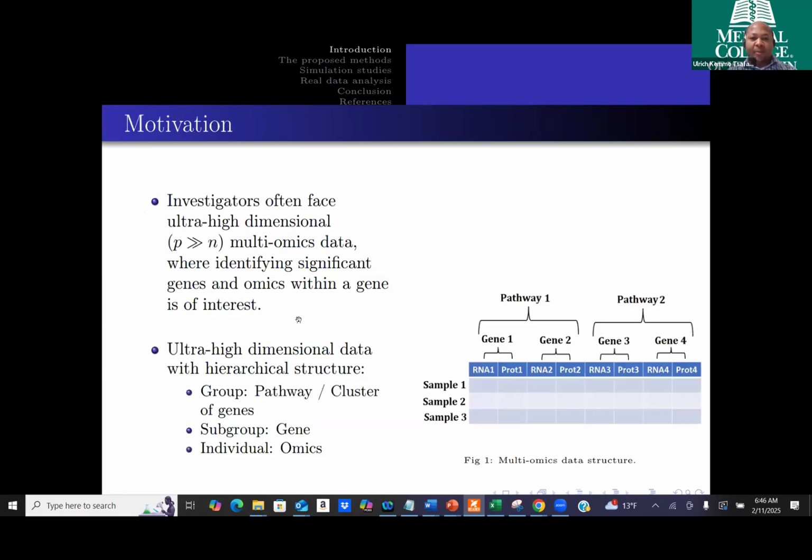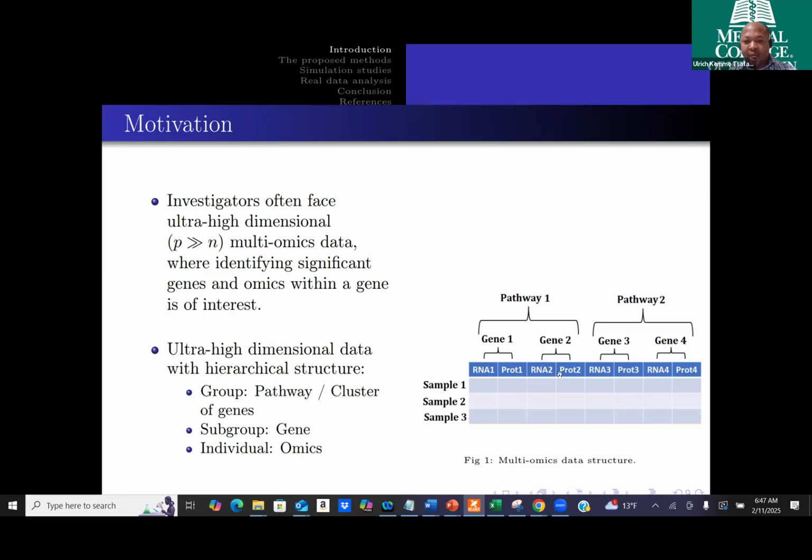Our project is motivated by the fact that investigators often want to use multiomic data to identify genes and omics that are related to an outcome variable that can be a disease like cancer. And the multi-omic data has two specifics. First, it is ultra high dimensional, meaning that the number of variables is much larger compared to the sample size. And the second one is that it has a hierarchical data structure, as you can see here in figure 1.